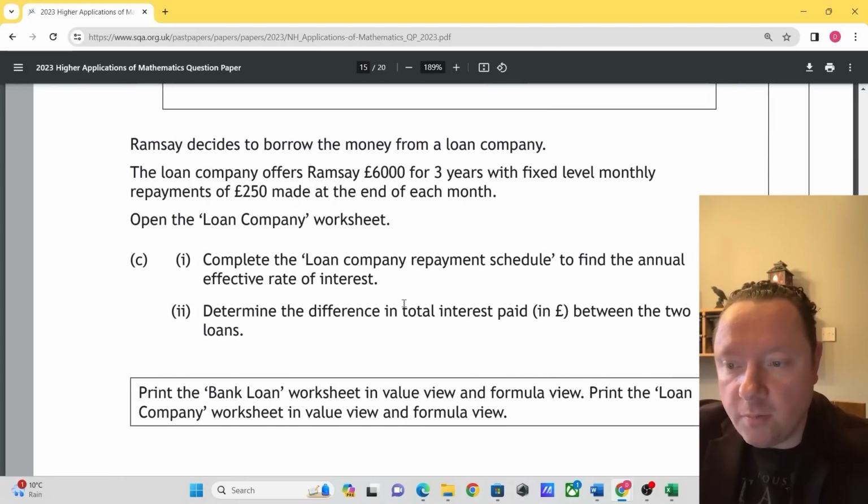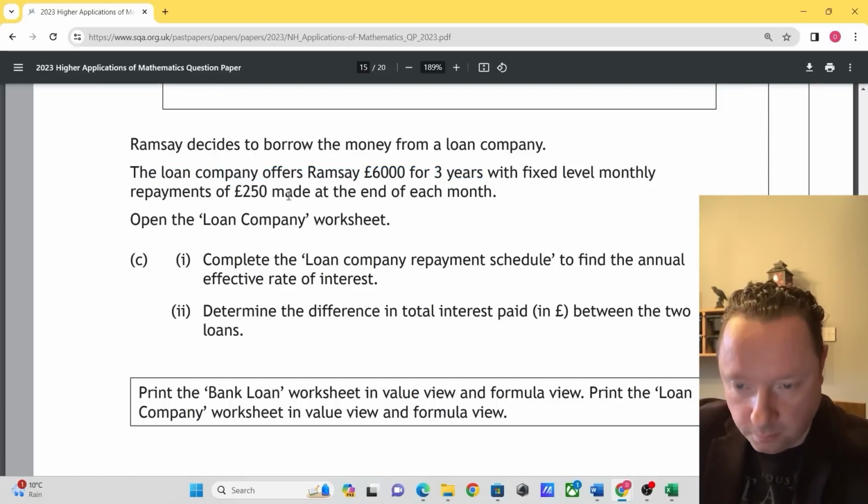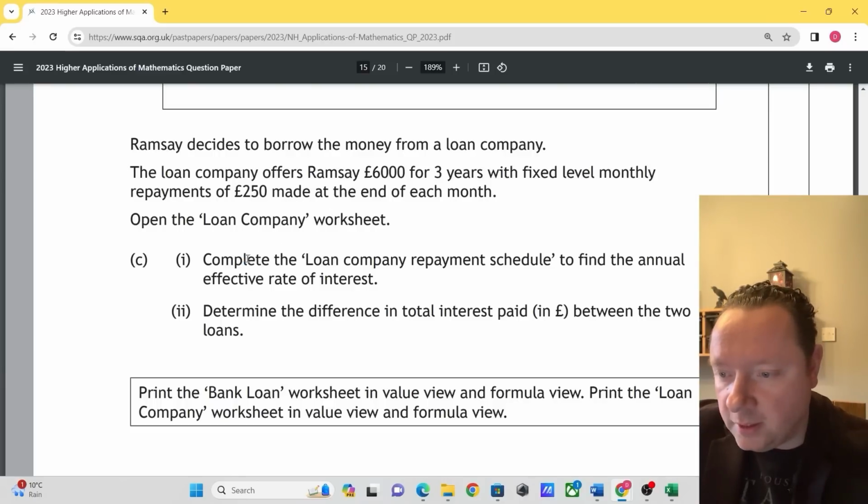Ramsey decides to borrow money from a loan company. The company offers Ramsey £6,000 for 3 years with a fixed level monthly payment of £250. Complete the loan repayment schedule to find the annual effective rate of interest, and determine the difference in the interest paid between the two loans.